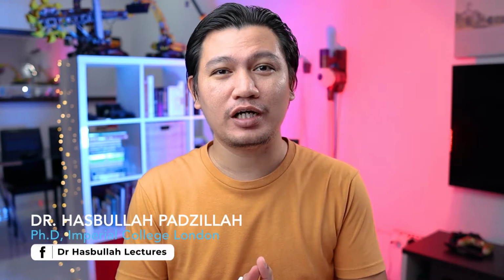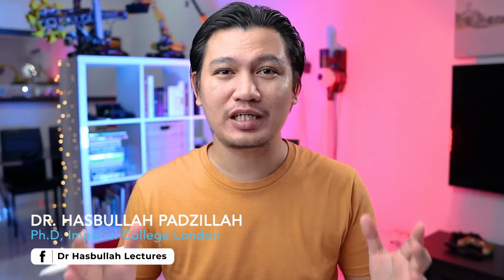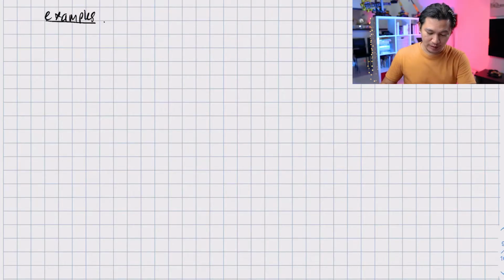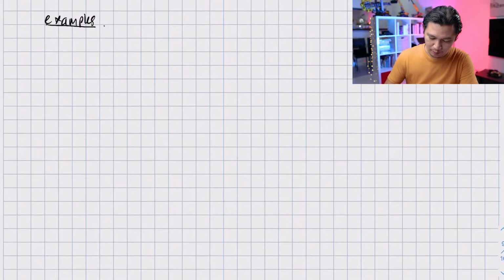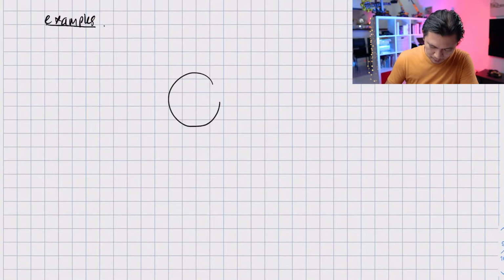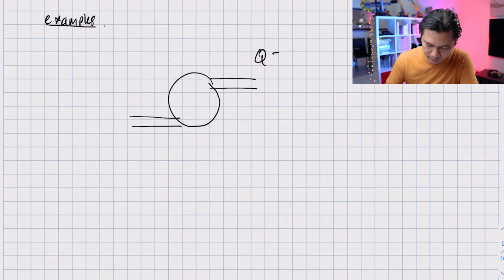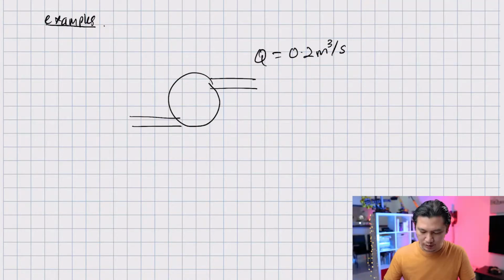Hello everyone, Dr. Hasbullah here, and in this video we are going to be looking at a few examples about the energy equation. For the first example, we have a pump that is going to deliver water at the flow rate of 0.2 meter cube per second.